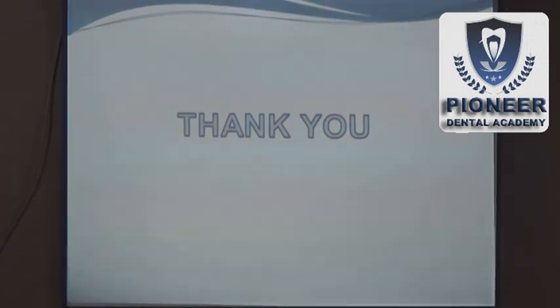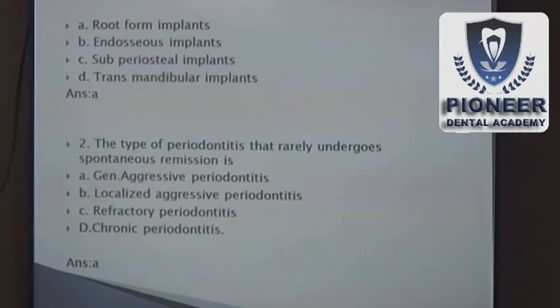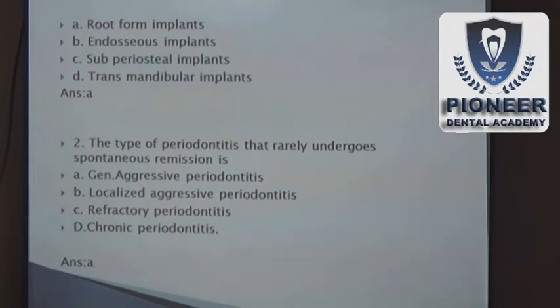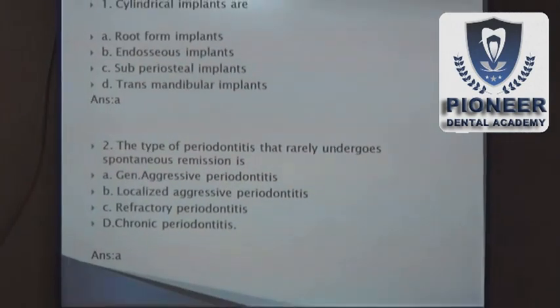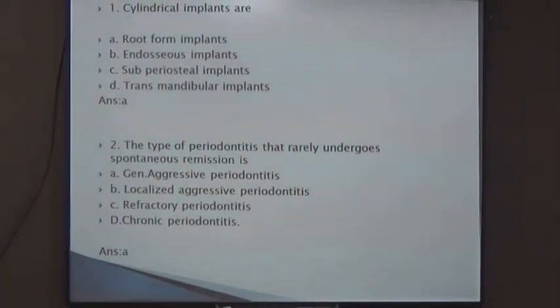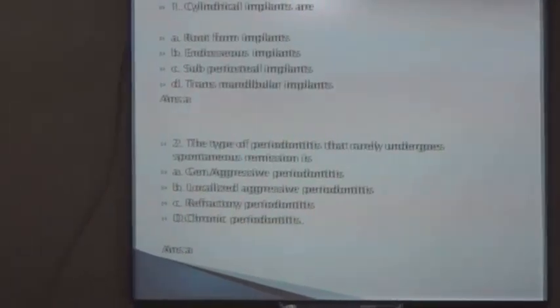Okay. The implants are root form implants, endosseous implant, subperiosteal and transmandibular. What do you understand by this? This is actually according to the placement, the selection of the site of the placement. That is, we call it as a root form implant.